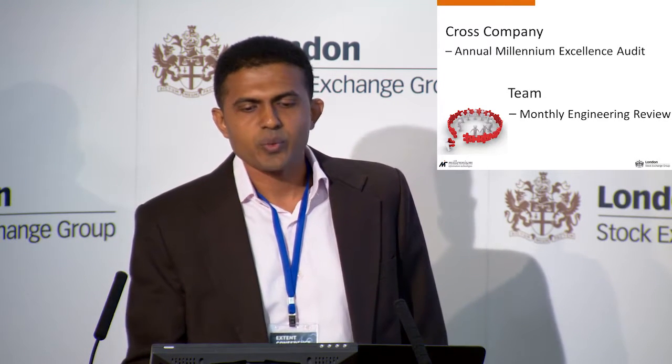So LSEG has an accountability program on its own, which Chris mentioned, and we have at Millennium a process called Millennium Excellence, which is an annual audit that makes sure we are hitting the right metrics on quality aspects as well as delivery aspects. And at a team level, we have a monthly engineering review that looks at our engineering process, the quality of it, as well as how slick the process is. So there's always feedback to improve our process, and make sure those improvements actually make it in.